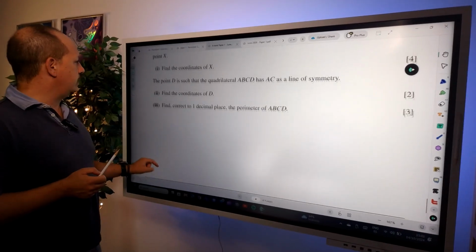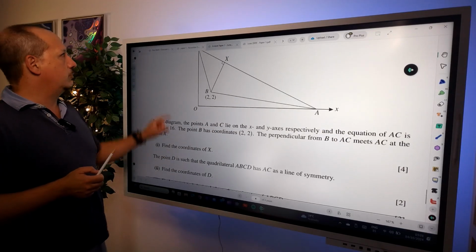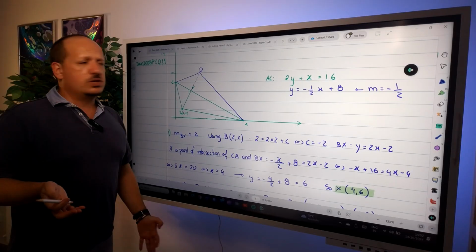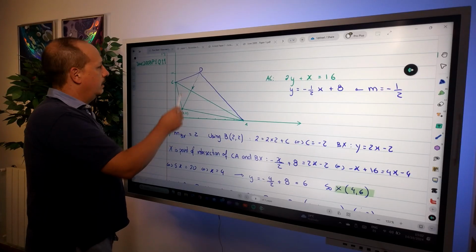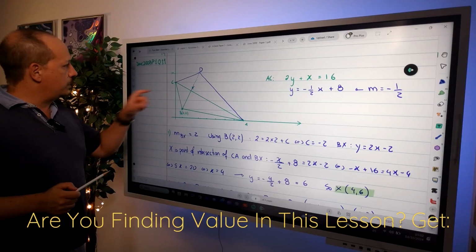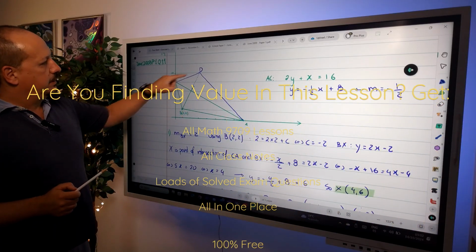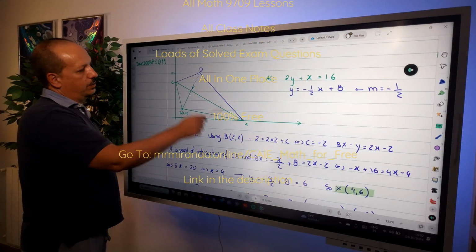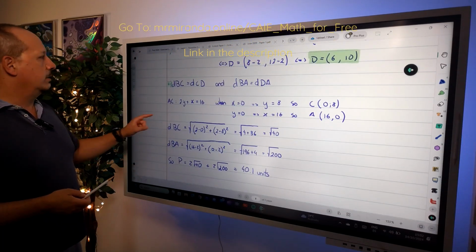Next one and last one is find, correct to one decimal place, the perimeter of this quadrilateral. So it should be obvious to you that this distance DA is the same as AB, and CD is the same as CB. So once you know this distance, you just multiply by 2 to get this part over here. Once you know this distance, you just multiply by 2 and you get this part over here. Then add the whole thing together. That's what was done over here.